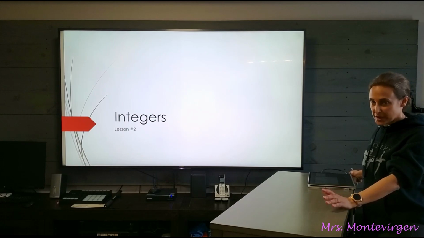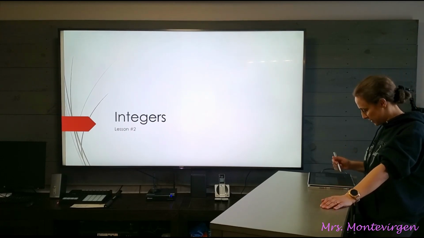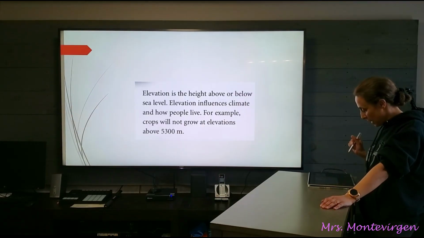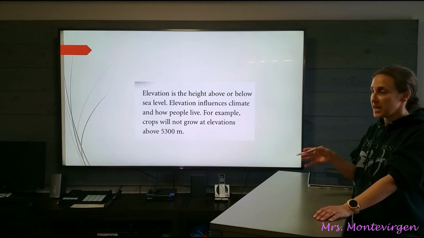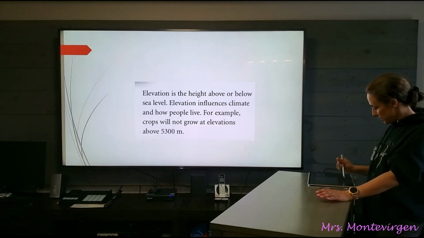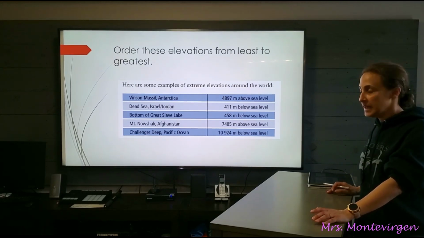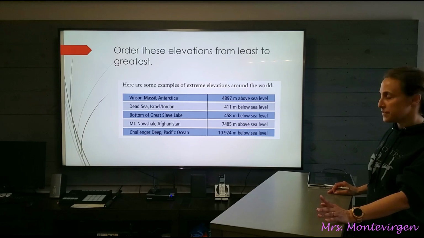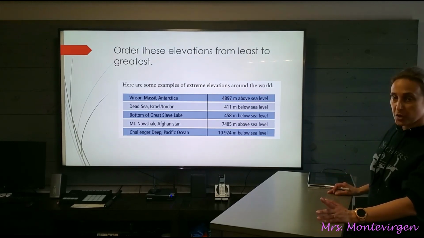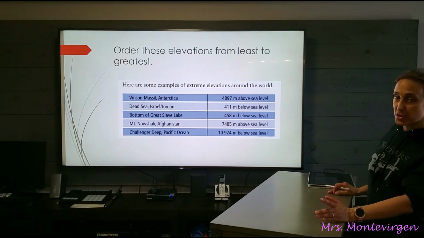Welcome back to integer lesson number 2 for those grade 7 students. What we're going to do in this lesson is compare integers. I'm going to pop through this slide and get started with this one. With this particular example, we have 5 different elevations throughout the world, and the question is asking us to order them from least to greatest.